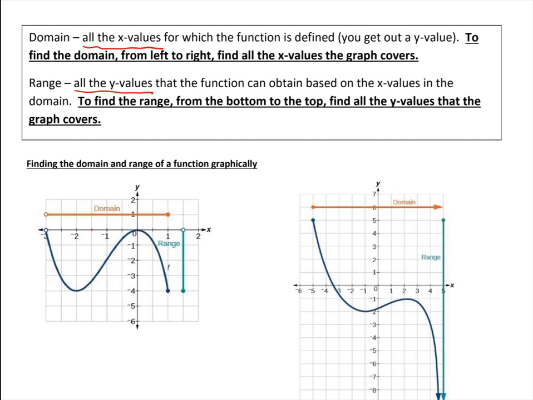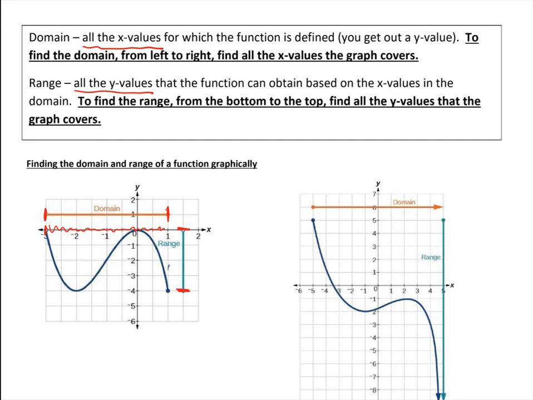So we have this graph right here. From the left to the right, you notice the farthest to the left the graph goes is -3, right? The farthest to the right the graph goes is 1. So the graph covers all these x values right here. Now, when we're trying to find the range, we go from bottom to top. What's the lowest this graph goes? The lowest the graph goes is -4. And then what's the highest the graph goes? The highest the graph goes is 0. Okay? So that's how you find the domain and range.